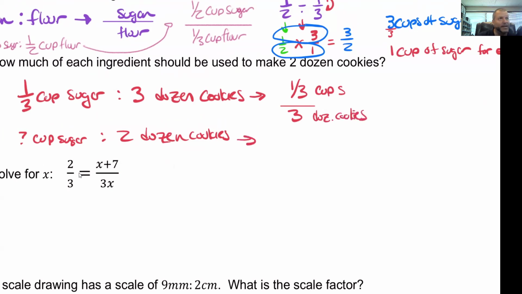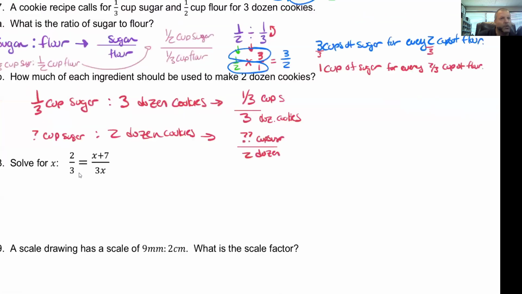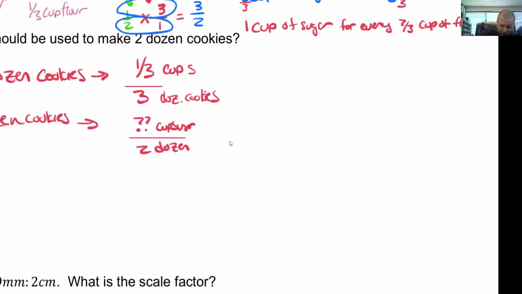So I could write this as a fraction, 1/3 a cup of sugar for every 3 dozen cookies, right? I could write this as some sort of proportion. I have some unknown number of cups of sugar, but I only want to make 2 dozen cookies. So what we could do at this point is set these two proportions equal to one another and solve for that unknown cup of sugar. We could say 1/3 over 3 is equal to, I'll just use an x for my cups of sugar, over 2.